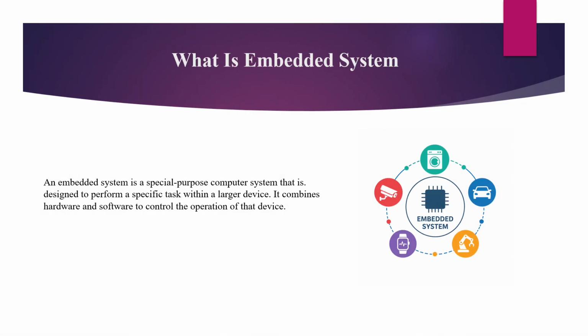Then next is what is meant by embedded system. Before discussing the project, let us understand what an embedded system is. An embedded system is a computer system designed to perform specific tasks inside a larger device. It consists of both hardware and software working together. For example, washing machines, microwave ovens, smart TVs. All these are examples of embedded systems.